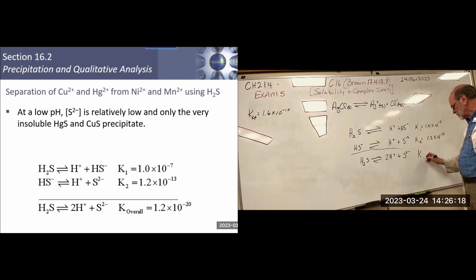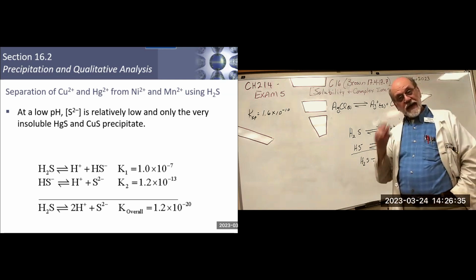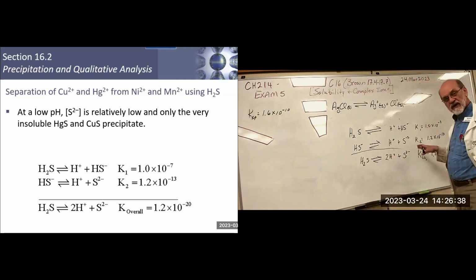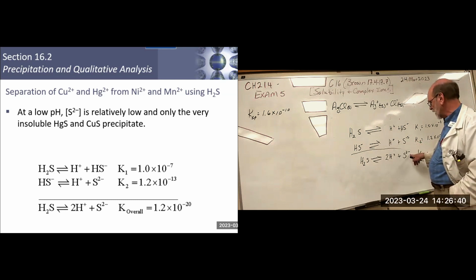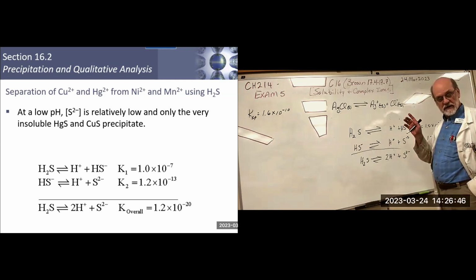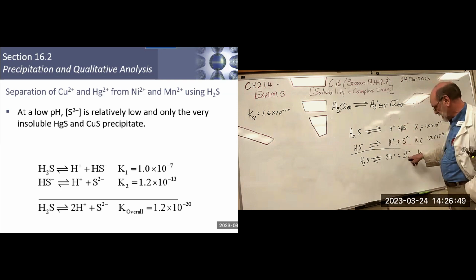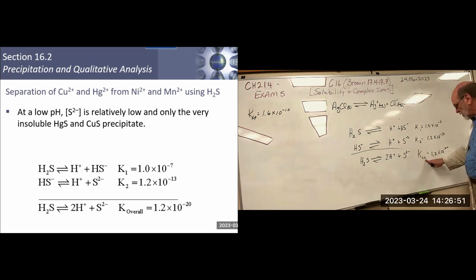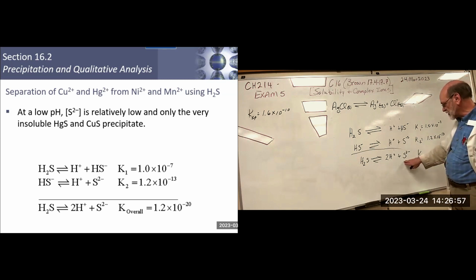And the overall K, K1 times K2, is equal to 1.2 times 10 to the minus 20. What that means is this is very insoluble. It produces only a little bit. And this is the species that we want to react with the mercury and copper right here. So this is the overall equilibrium. And what we need to do is choose our conditions so that we have just a little bit of this.